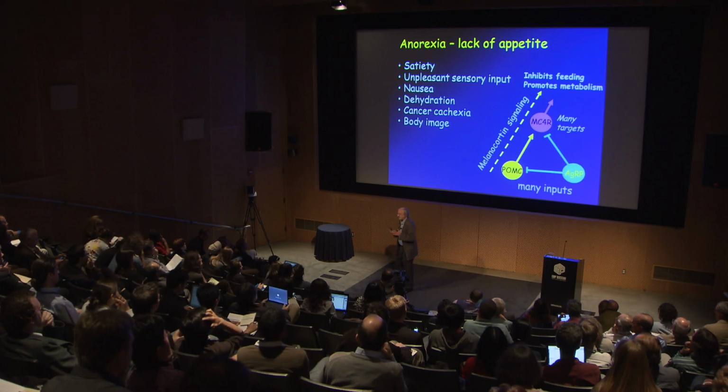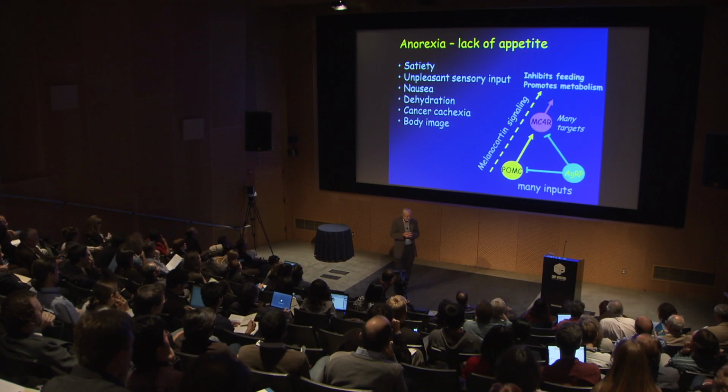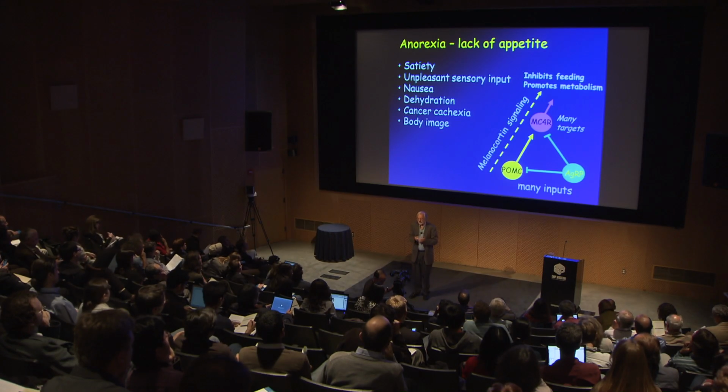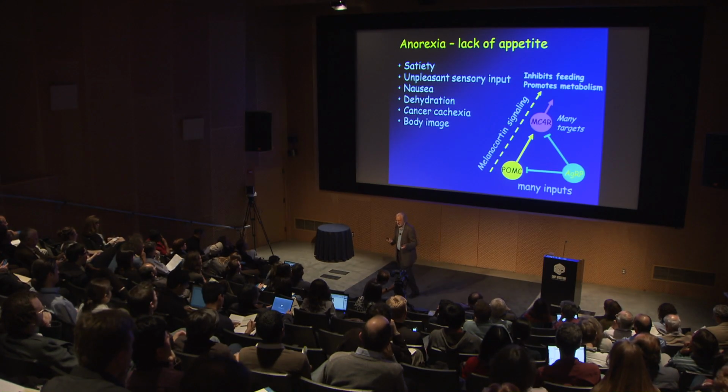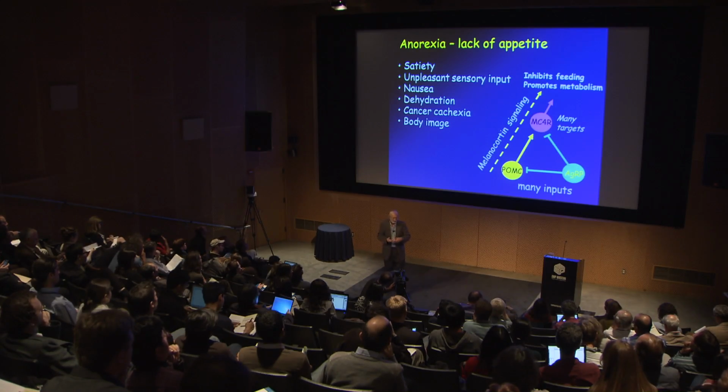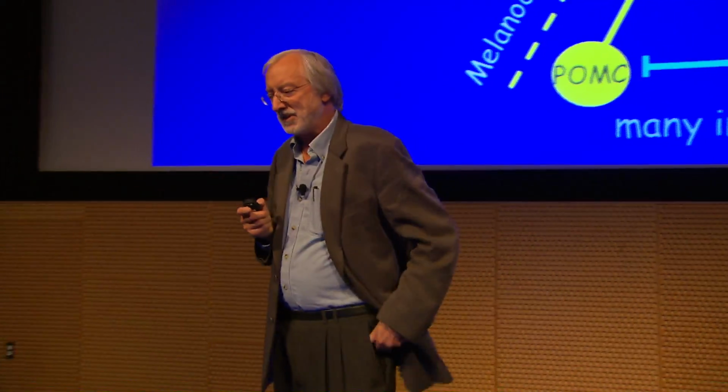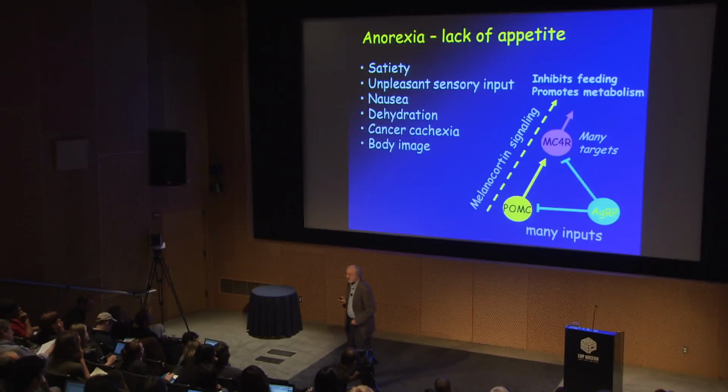So anorexia, as you all know, is the loss of appetite, and it occurs in response to satiety. You've just had a big meal. It occurs in response to unpleasant stimuli, for example, an awful smell. You're probably not going to want to eat anything. Nausea is a good example where if somebody offered you a piece of chocolate cake, you'd probably say no thank you. If you're dehydrated, your interest in eating is very much reduced. In some kinds of cancer, appetite is reduced.